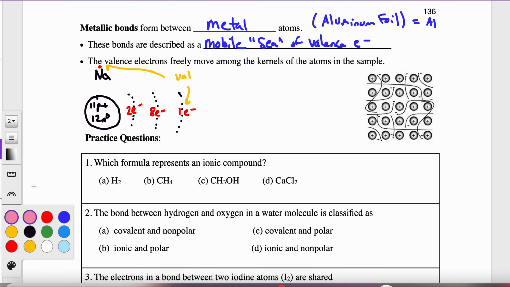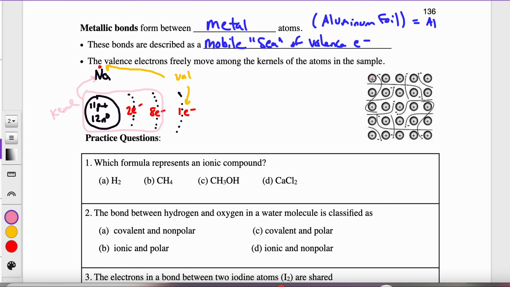Everything else that is not the valence, so everything else in the atom, the nucleus and the inner occupied non-valence electrons, that is what we refer to as the kernel. And in the dot diagram, the Na, the element symbol, represents the kernel.